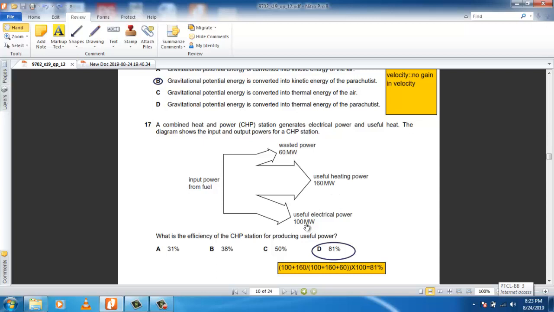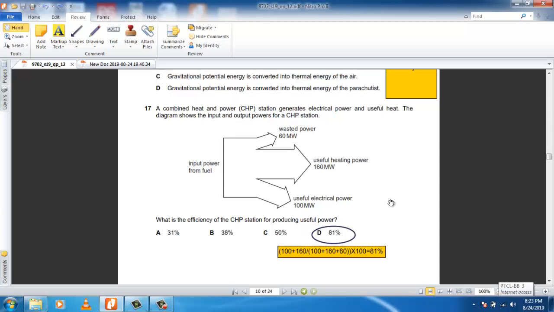So the total power is 100 plus 160 plus 60, and the input power is 160 plus 100. So 100 plus 160, divided by the total power, times 100. That's the efficiency, which is 81. So the answer is D.